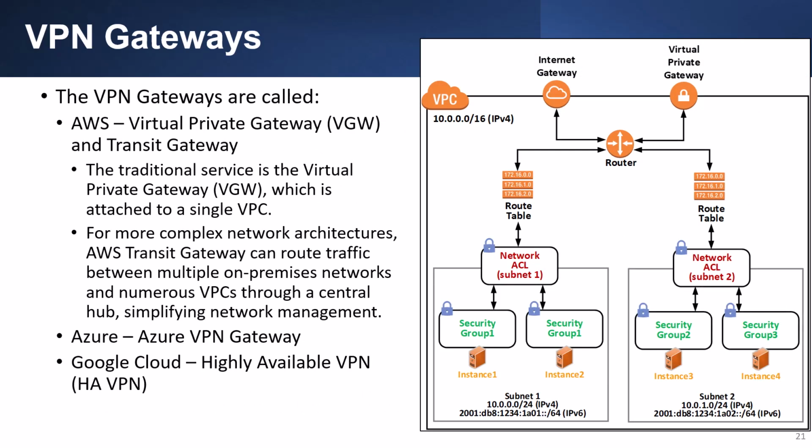The VPN gateways are called: AWS uses Virtual Private Gateway and Transit Gateway. The traditional service is the Virtual Private Gateway, which is attached to a single VPC. For more complex network architecture, AWS Transit Gateway can route traffic between multiple on-premise networks and numerous VPCs through a central hub, simplifying network management. Azure uses the Azure VPN Gateway, and the Google Cloud has Highly Available VPN, or HA VPN.